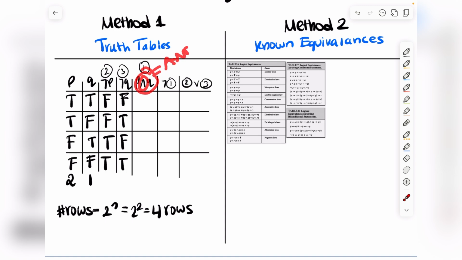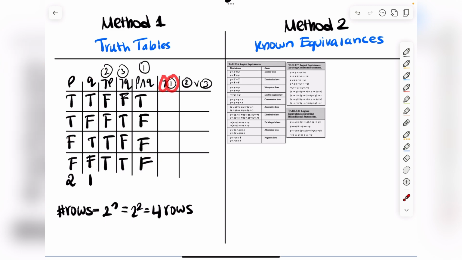P and q, look at the operator. It's an and. In order for an and to ever give you true, this and this have to be true at the same time. So you're looking at p and q, these two columns, and you're looking for 2 trues. So here I see 2 trues, so it's going to be true. Here I don't see 2 trues, here I don't see 2 trues, here I don't see 2 trues, so it's going to be false.